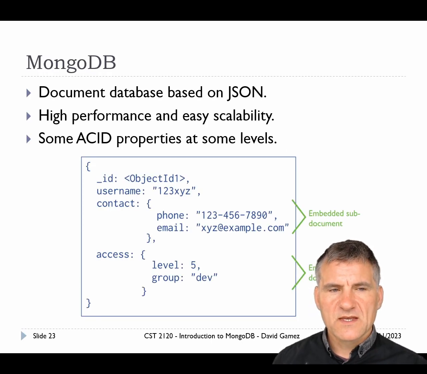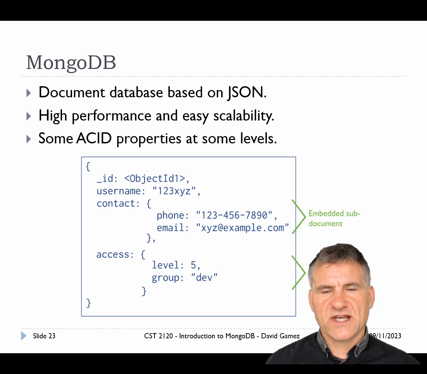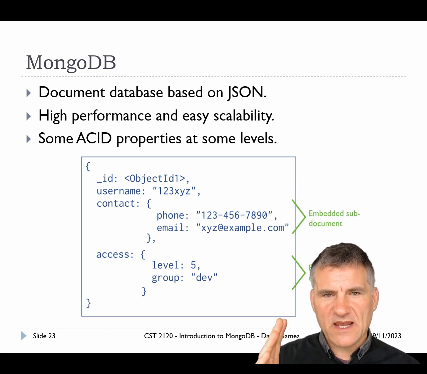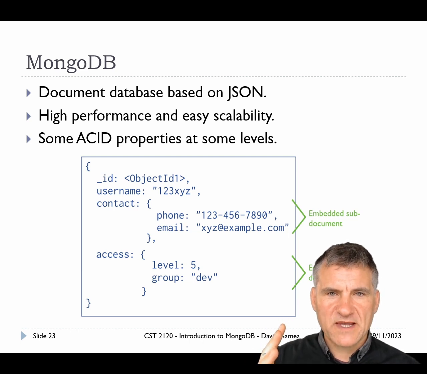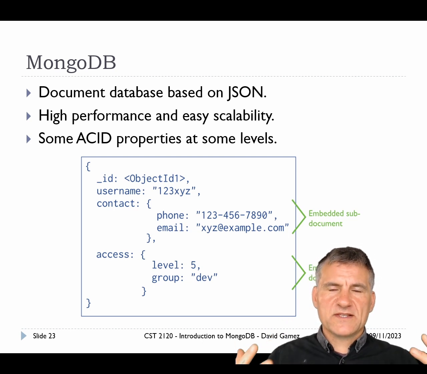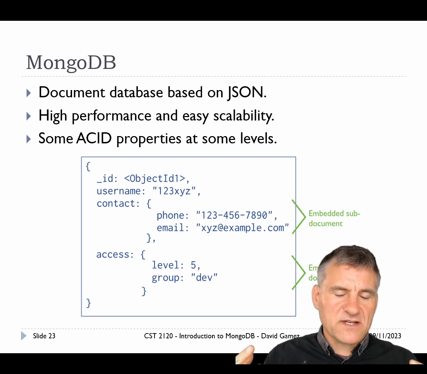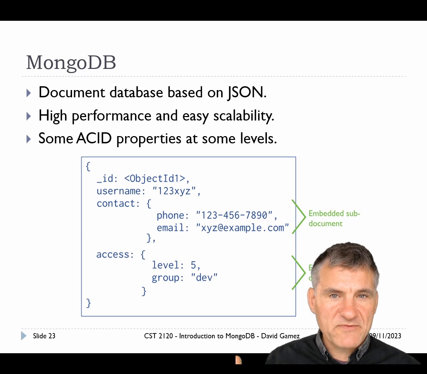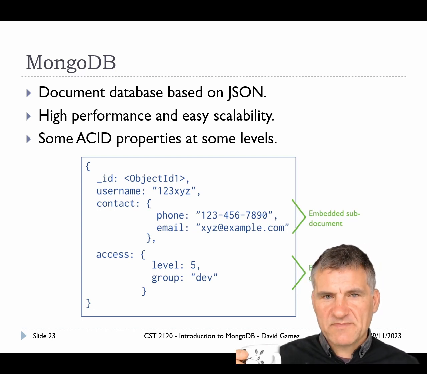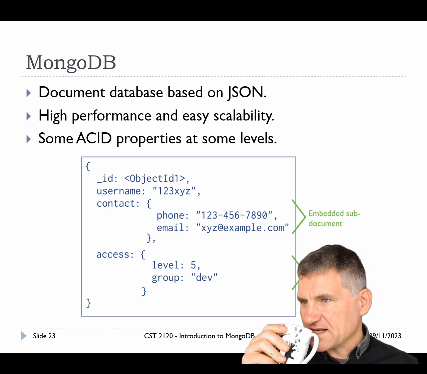Yeah. So it's a document database based on JSON. Yeah. So the core of MongoDB are documents structured in JSON. I'll talk about the structure in a bit. And then these documents are organized in collections, and a database is just a grouping of collections brought together. Yeah. It's high performance, very easy to scale. And it has some ACID properties, but it's not completely ACID compliant.